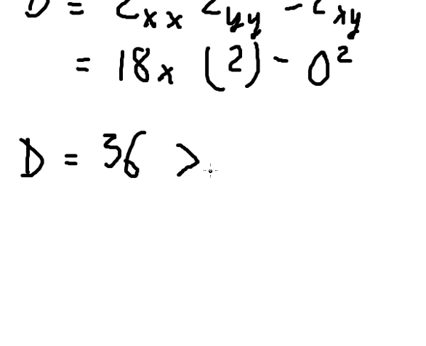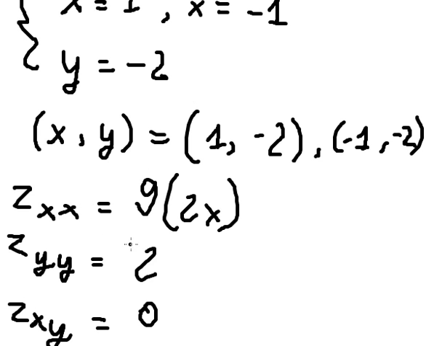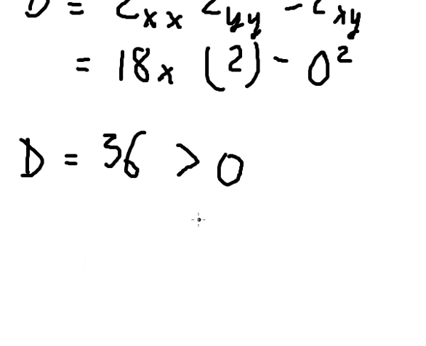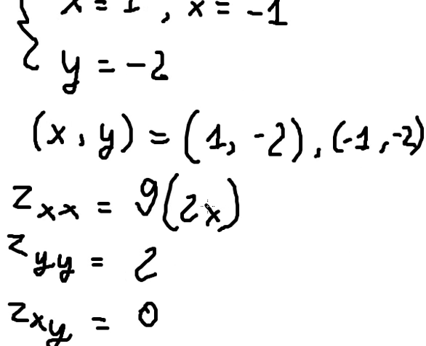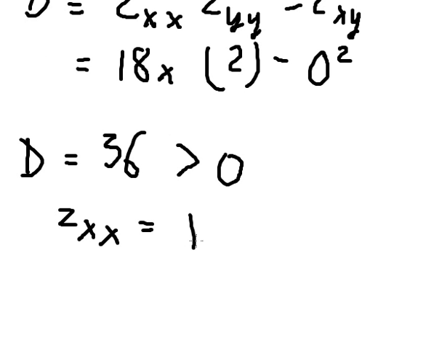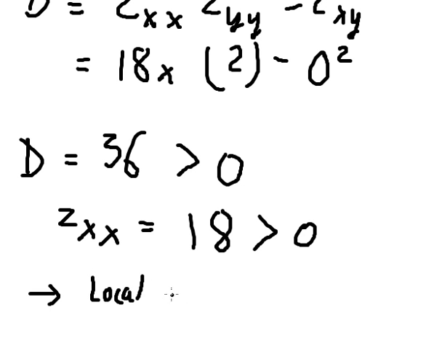36 is greater than number 0 in here. So later that we put number 1 go in here. And you got about 18 is about greater than number 0. So this is about local min for the point number 1, negative number 2.